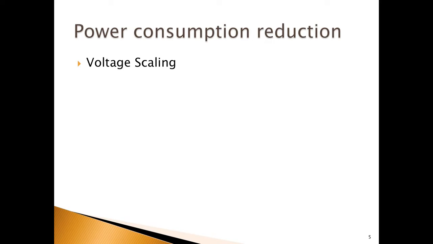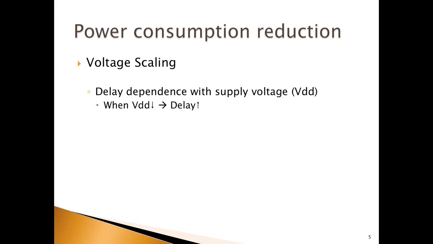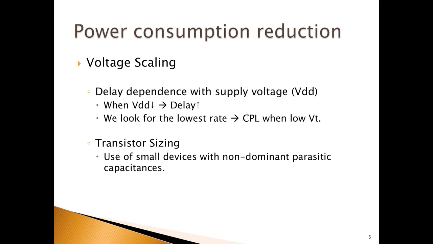For our topic, an important fact is to scale voltage. This is because delay increases with the decrease of the supply voltage. As our target is to obtain low power consumption, we look for the lowest rate. So we need compensation for the bigger delay. In order to achieve this, the best logic family is CPL, assuming a low threshold voltage. Moreover, the transistor size will play an important role to achieve our objective.